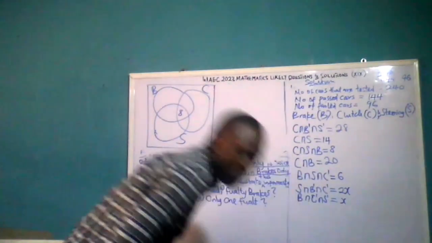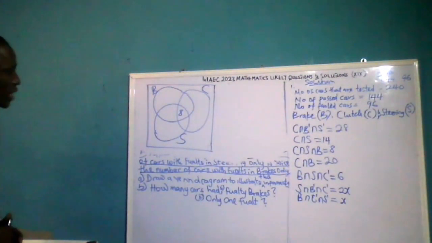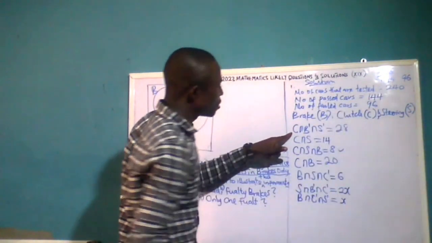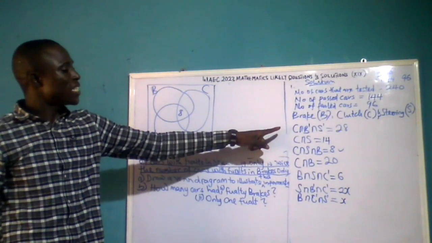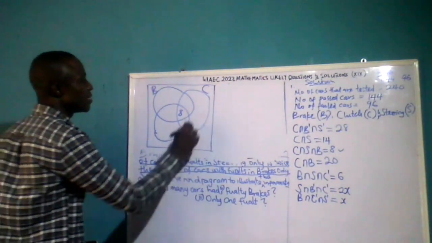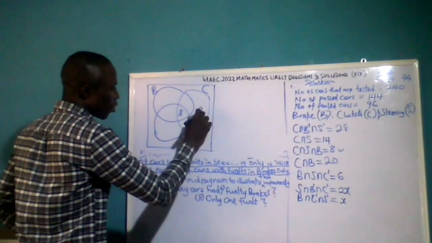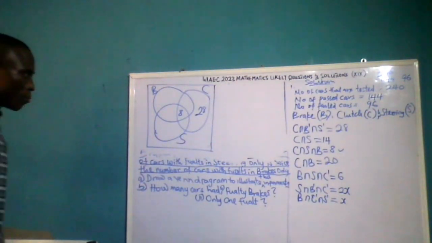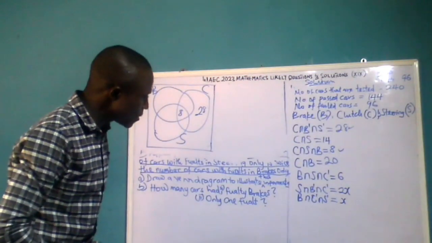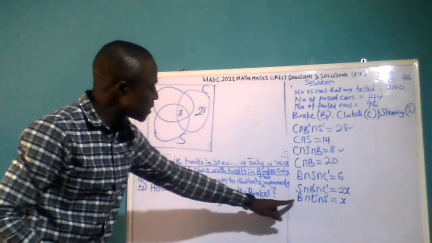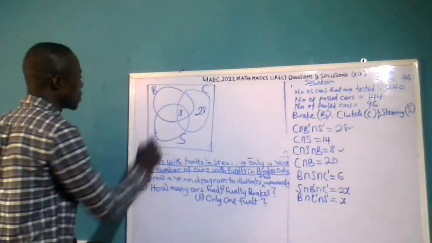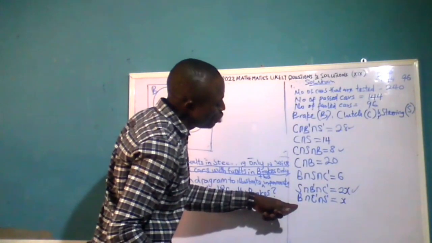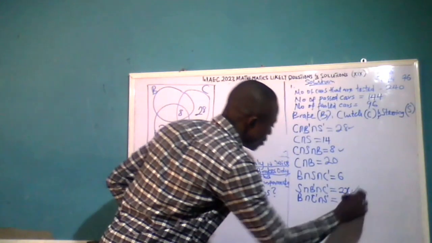So the next thing is to look at this. We are done with this. Let's look at the number of cars that has fault in clutch only. So 28, and this is the region of clutch, where clutch is not intersecting any other thing. It's 28. We are also done with this. Let's look at the next thing. The number of cars that are having fault in steering only, that is 2x. Done with this. And of course, the number of cars that are having fault in brake only is x.